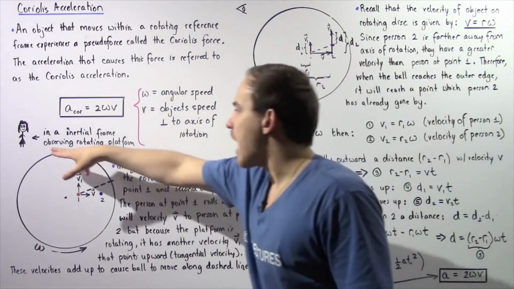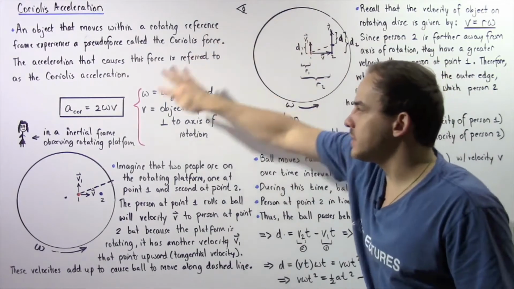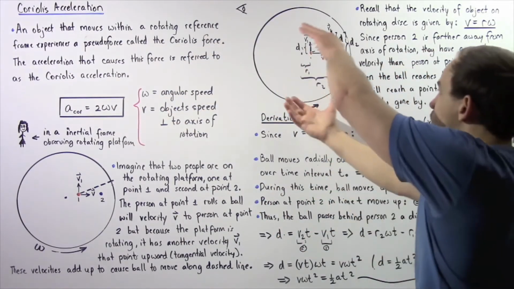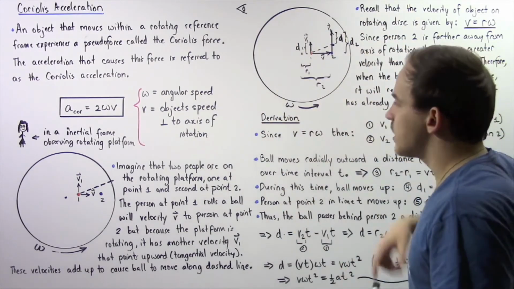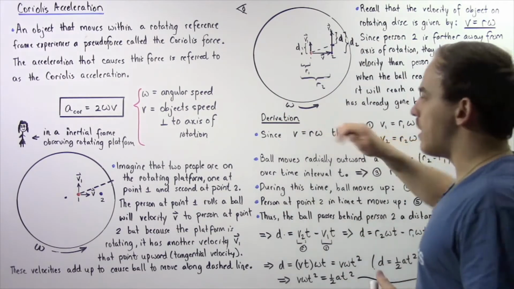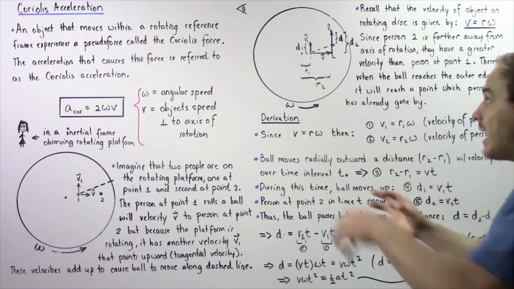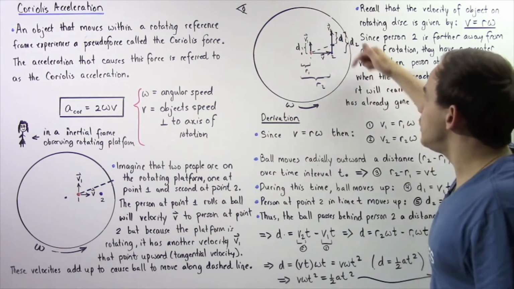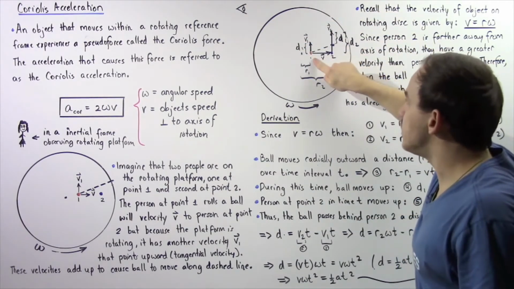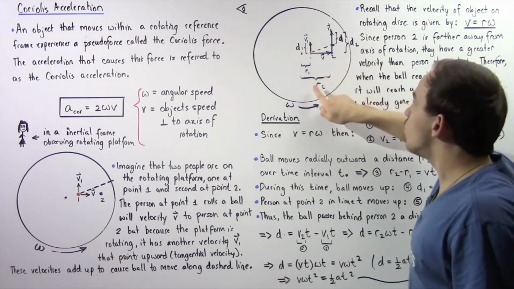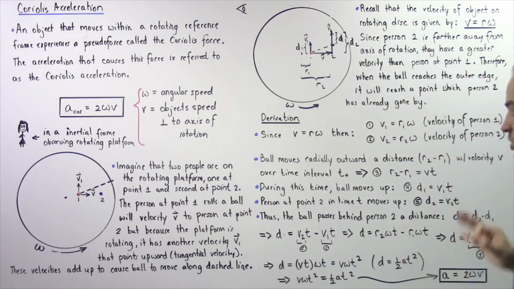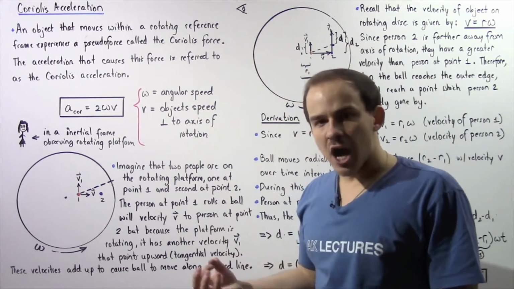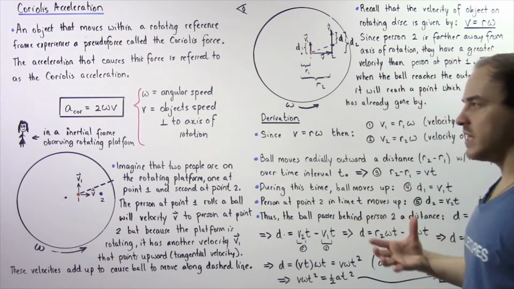Now, let's move on to the second diagram. So we still have our observer, and we're observing from the inertial reference frame. So our platform is still rotating with a constant angular speed given by omega. So when this platform rotates, not only will the ball rotate, but the people at position 1 and position 2 will also rotate. So let's recall for a second the equation that gives us the velocity of an object that is found on top of a rotating platform.